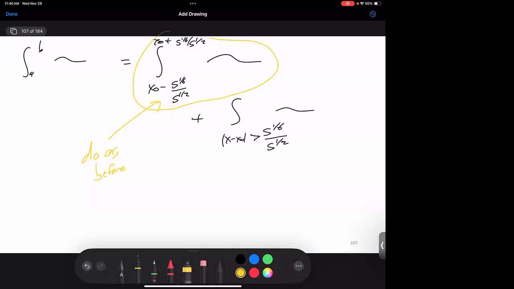And we're now more than the square root of s away. We have that extra s to the 1/6, so a little bit less than that. You could do 1/10. If you wanted to be cute, you would do 1 over what?